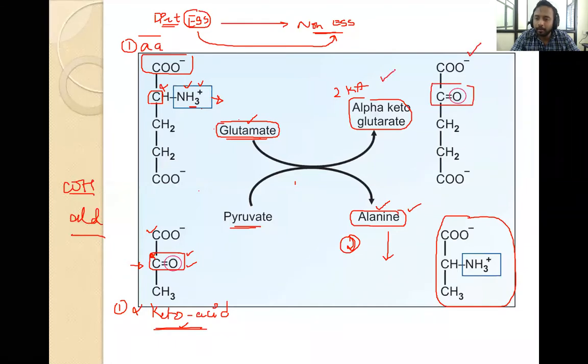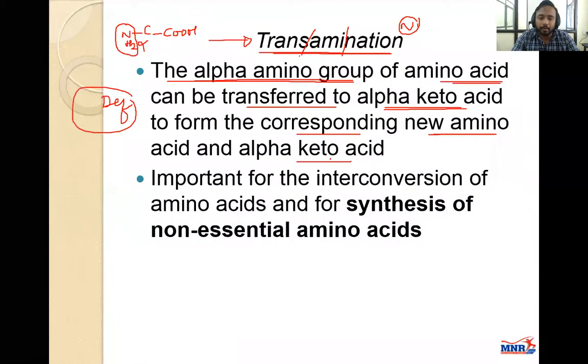So it is the second keto acid. This is the second alpha amino acid which is synthesized, alanine. Glutamate is converted to alanine by one of these reactions, the transamination reaction. In the exam they'll ask you transamination reaction as a 3-mark question, so you should be able to write the definition.